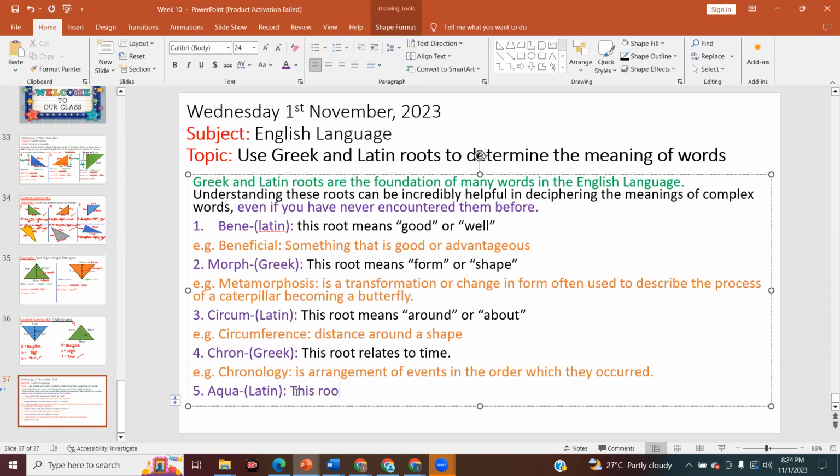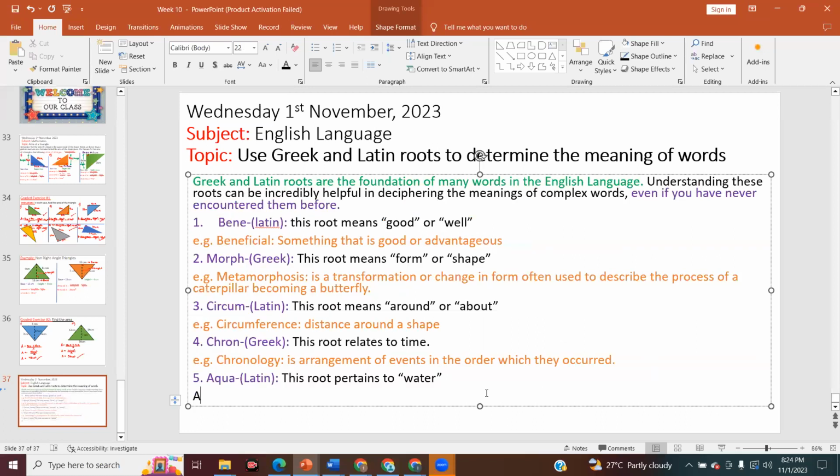This root pertains to water. All right. So there's a lot of words that begin with aqua. Anyone? Besides Aquaman. Aquarium. Aquamarine. Oh, that's a good one. Aquarium. Aquatic. Aquatic. Very good.